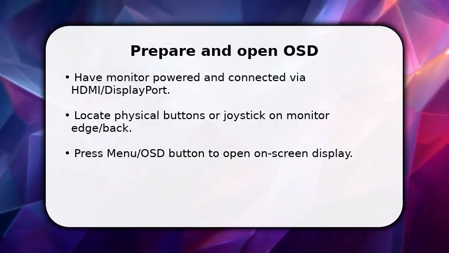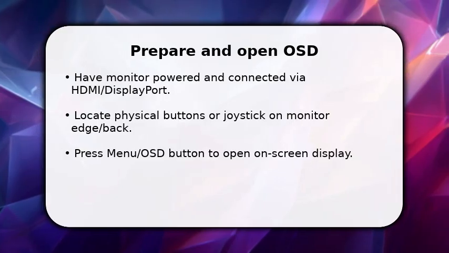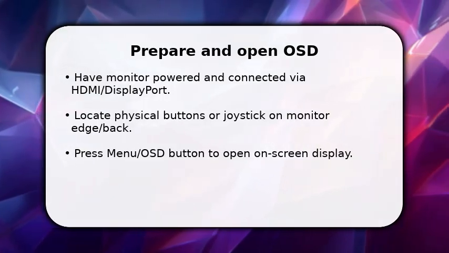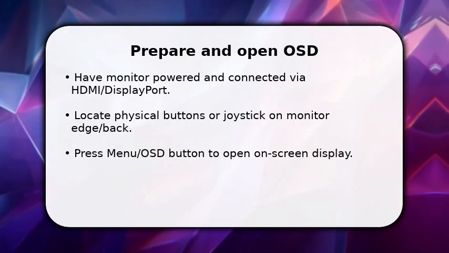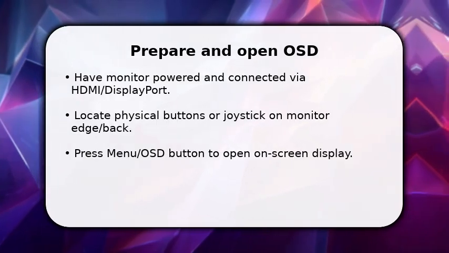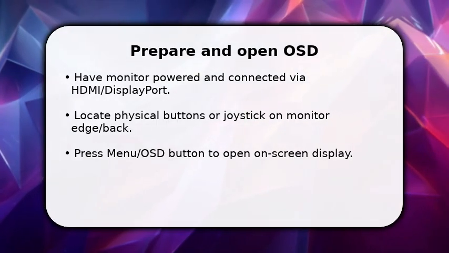You have the monitor powered and connected. Now locate the small buttons or joystick on the monitor edge. Press the menu or OSD button once to open the on-screen display. You'll see brightness or picture controls immediately.